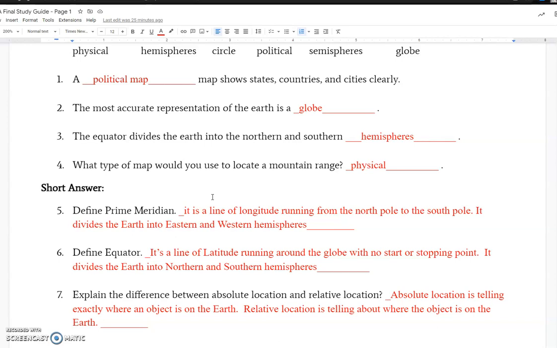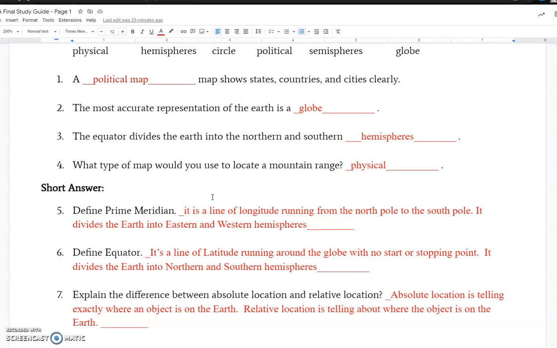Number two, what is the most accurate representation of the Earth? That is a globe. Number 3, the equator divides the Earth into the northern and southern hemispheres. Remember that they split them. Hemi means one or two. Spheres goes all the way around. So it is hemispheres.